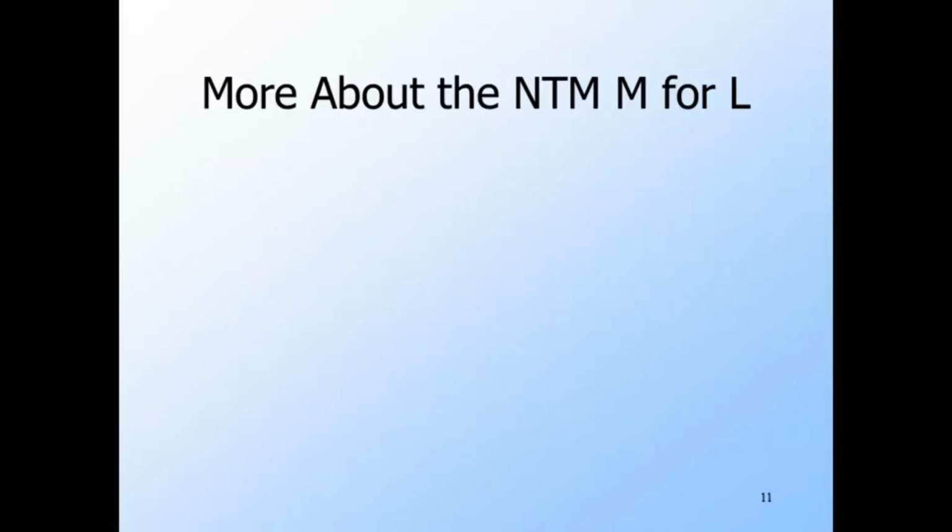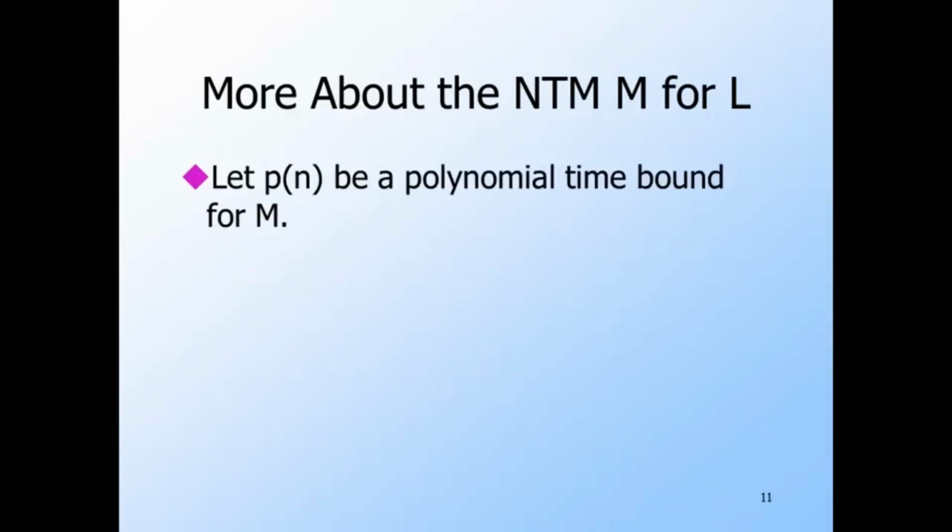This slide has a collection of random but important comments about what we assume about the non-deterministic polytime Turing machine M, in addition to the restrictions we assumed on the previous slide. First, let P of n be the particular polynomial upper bound on the running time of M.